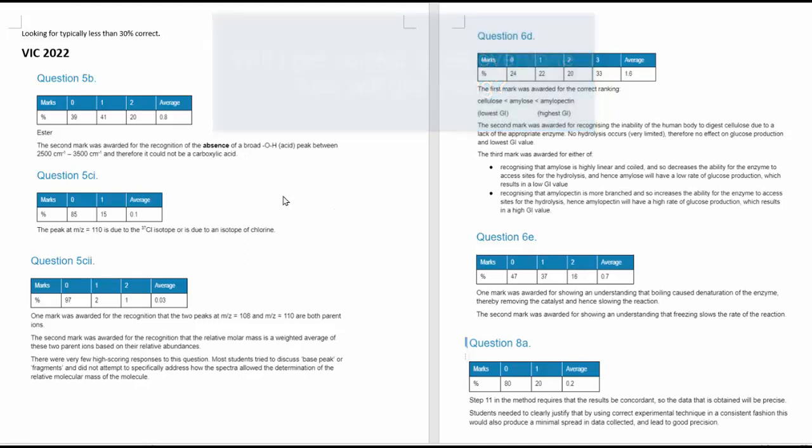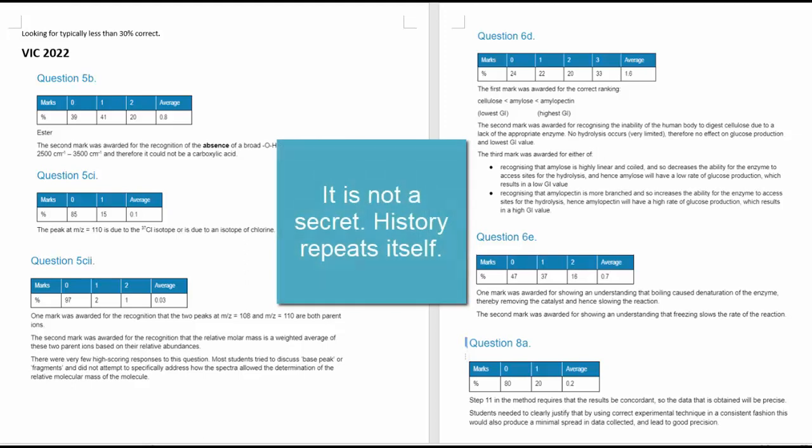Now, the humorous thing is it's often repetitious. What people are getting bad marks in the previous year, the same question pops up the next year and students still get it all wrong. And these questions are the same also for the Queensland papers. So if I just cut to the chase.